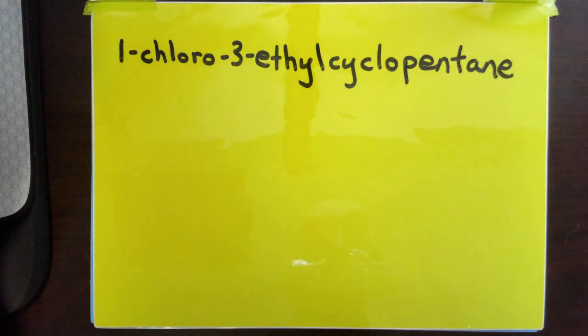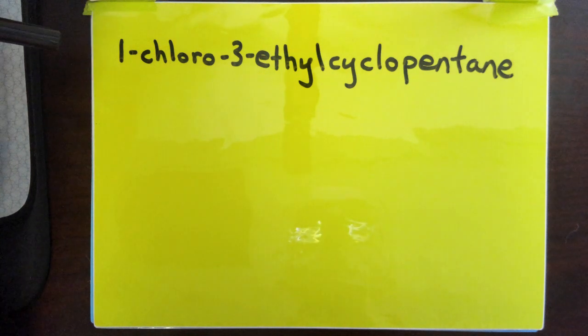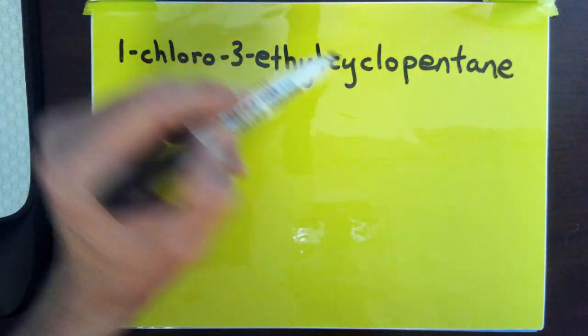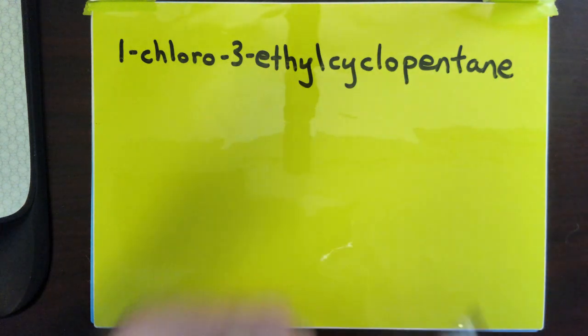I've got a few samples here for you. We want to practice drawing the formulas. So we'll draw structural formulas and line angle formulas for these three compounds. Okay? So we have 1-chloro, 3-ethyl cyclopentane.